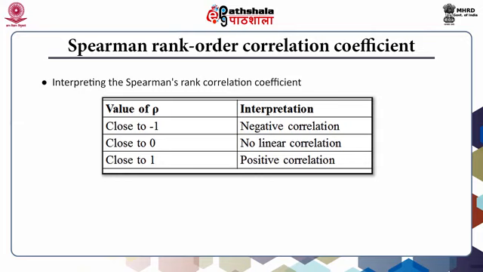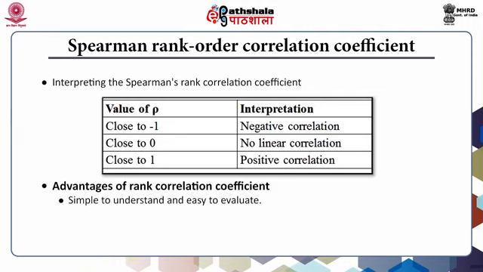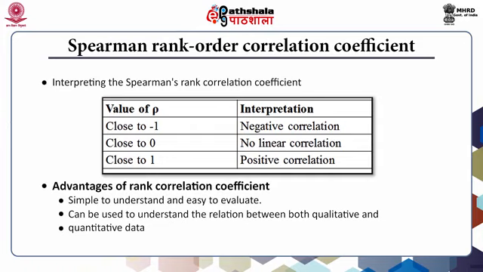If the value of rho is -1, there is negative correlation. When it is 0, there is no linear correlation. When it is 1, there is positive correlation. Advantages of the rank correlation coefficient include that it is simple to understand and easy to evaluate, and can be used to understand the relationship between both qualitative and quantitative data.